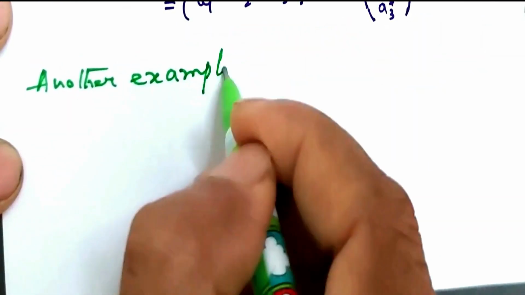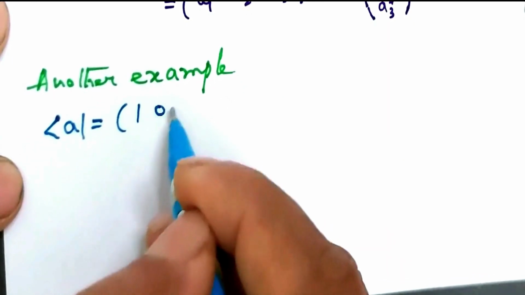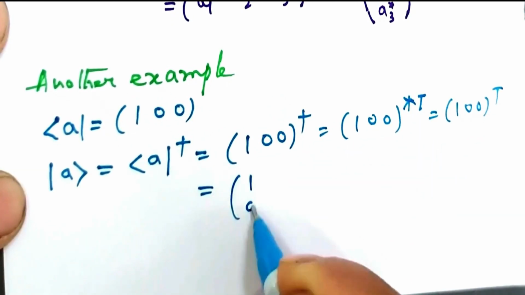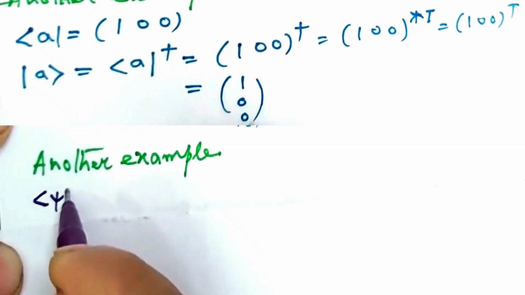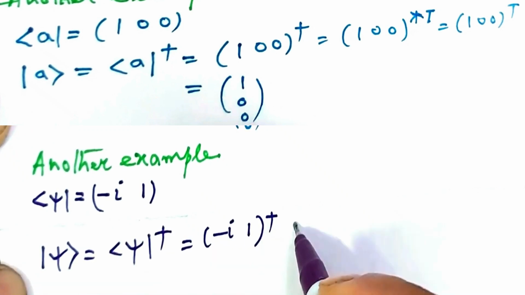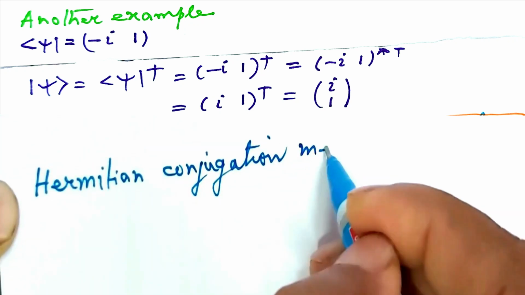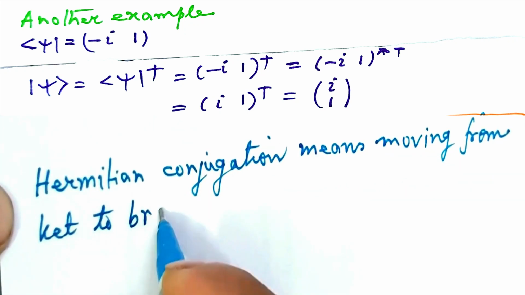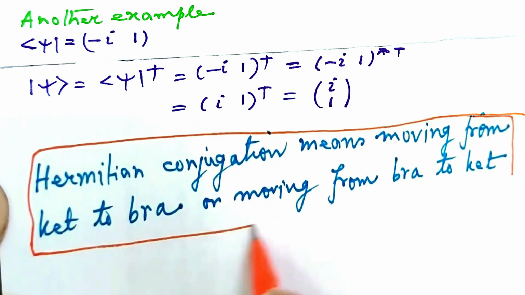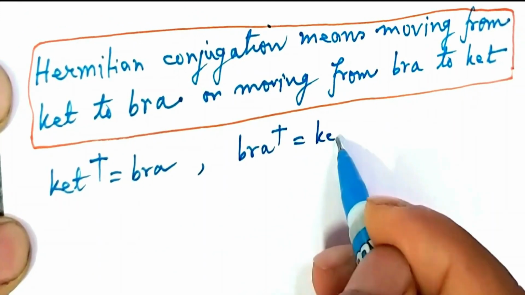Another example. Start with bra A equal to the row matrix 1, 0, 0, then ket A is the column matrix 1, 0, 0. Another example, if bra psi is the row matrix minus i, 1, then ket psi is the column matrix i, 1. We thus have shown that Hermitian conjugation or dagger operation means moving from ket to bra or moving from bra to ket, because ket dagger is bra and bra dagger is ket.